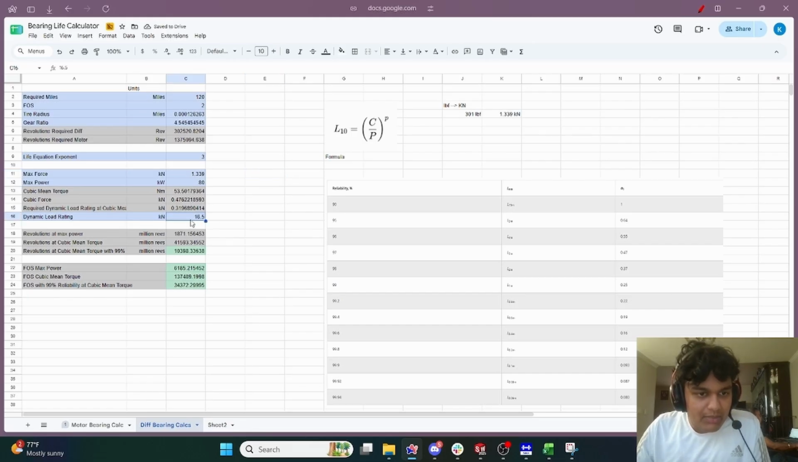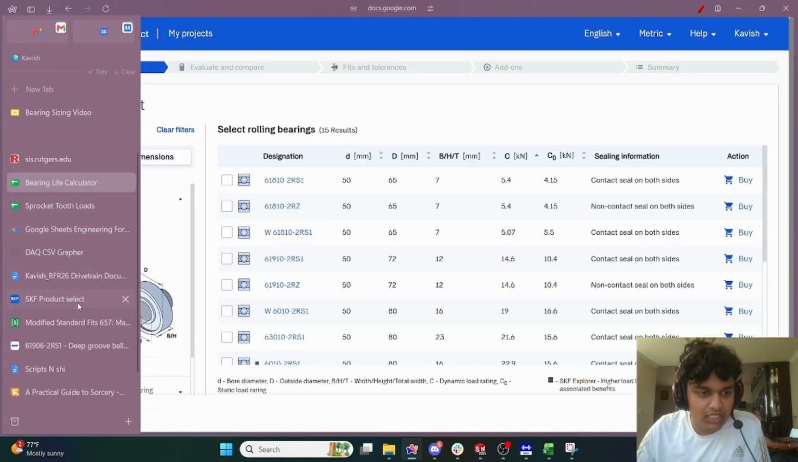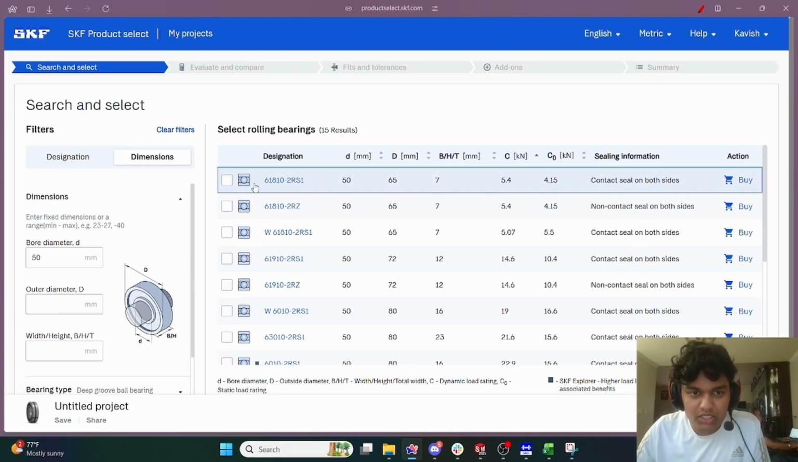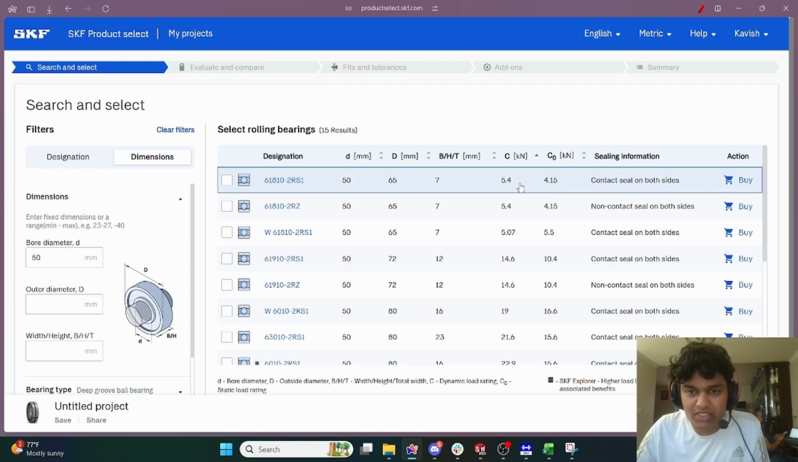And then I have the dynamic load rating. Minimum is 0.3. I go into the SKF Product Select and filter by C ratings. And so the smallest bearing we could use is a 61801, which easily clears any requirements.